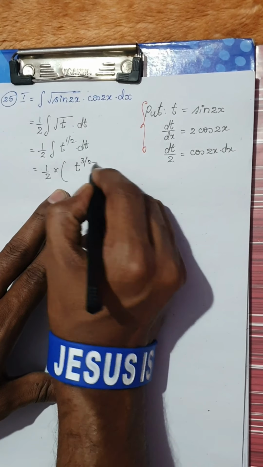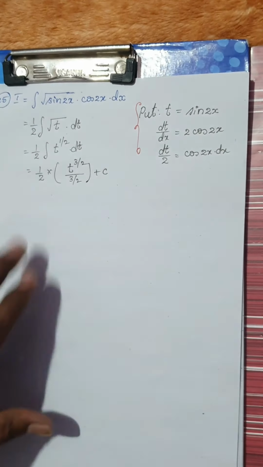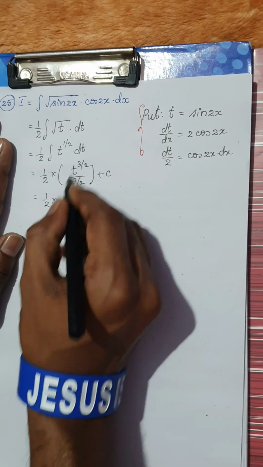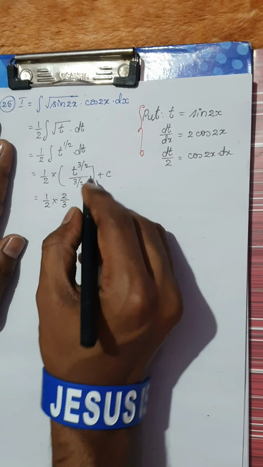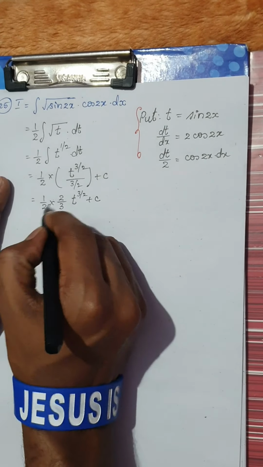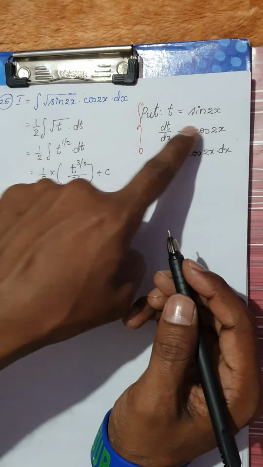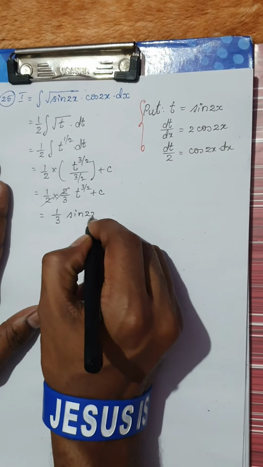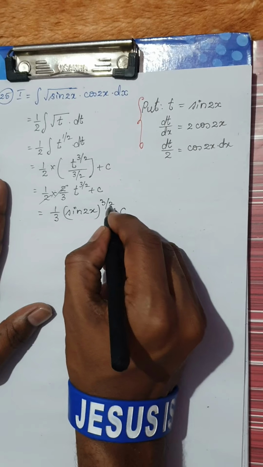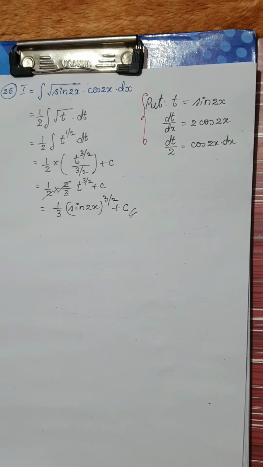So it is t power 3 by 2 divided by 3 by 2 plus the constant of integration. Okay, so this would be 1 by 2 into the reciprocal of 3 by 2, which is 2 by 3, into t power 3 by 2 plus the constant of integration. Now simplifying, the 2 cancels. So it is 1 by 3 into, what is t? t is sine 2x. So sine 2x power 3 by 2 plus the constant of integration. Okay, so this is the solution for the above integral.